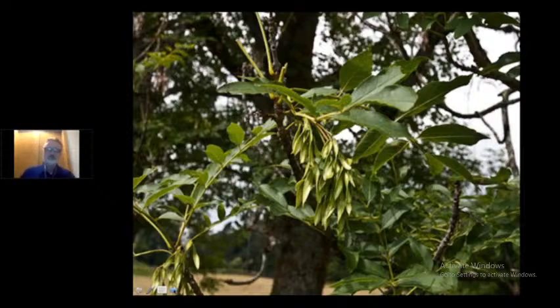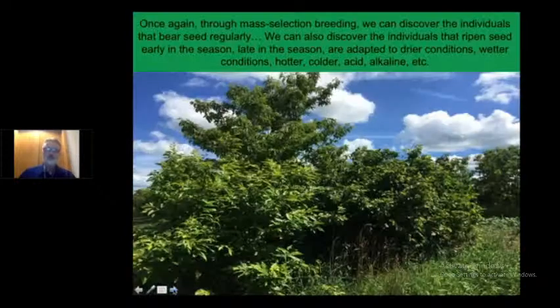So once again, through mass selection breeding, we can discover the individuals that bear seed regularly, that ripen seed early in the season, late in the season. We can have a sequence of different trees, so we can harvest early, harvest middle, harvest late.